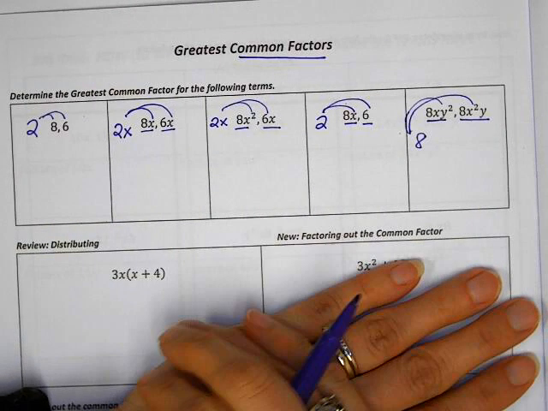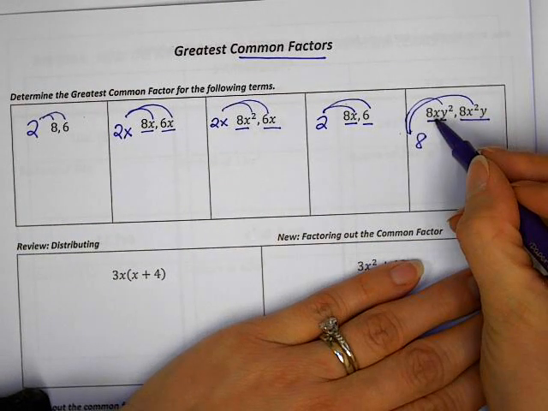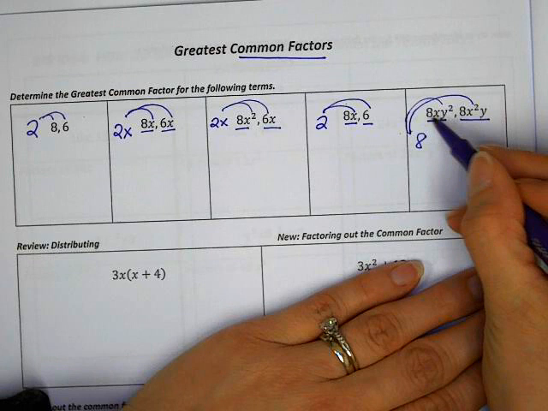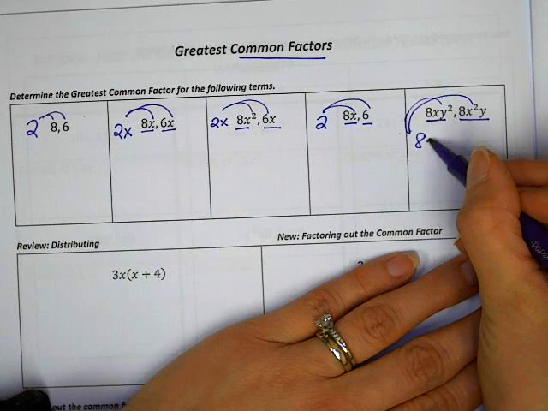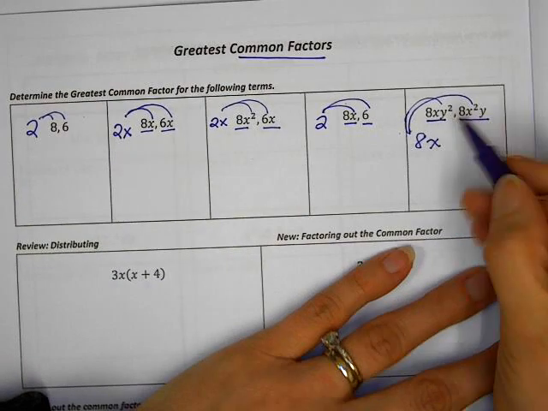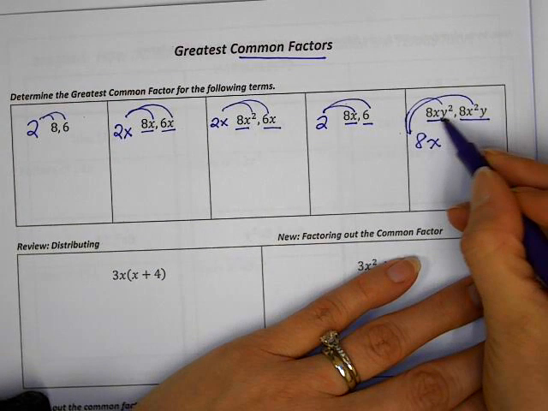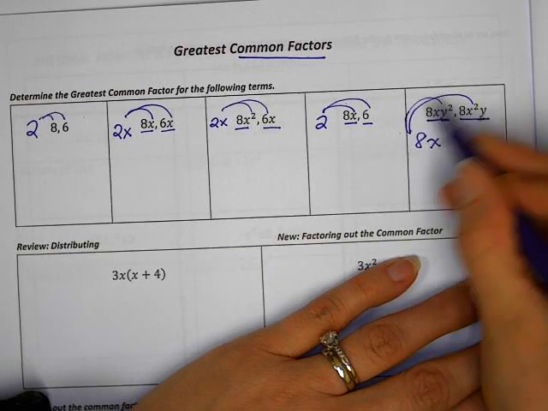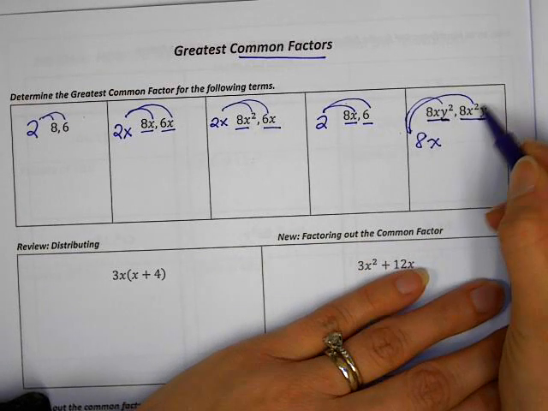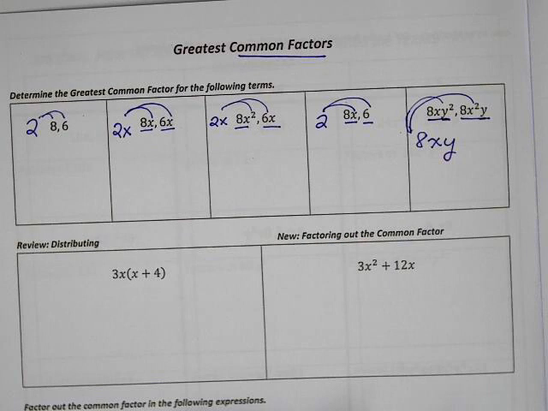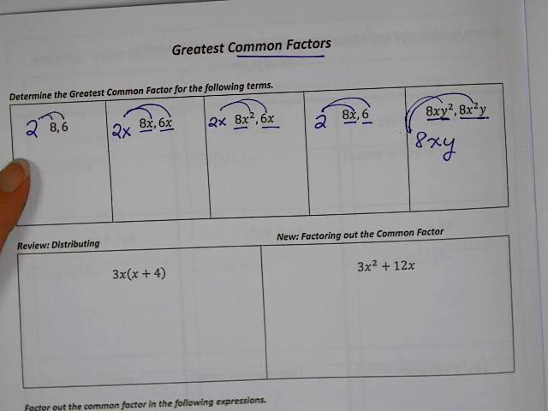How about x's? I notice this guy has 1 x. This guy has 2 x's. So how many x's could I take out? I can't take out 2. He only has 1. They could each give up 1 x. And then how about the y's? He's got 2 y's. And this one only has 1 y. So I can't factor out 2 y's because he doesn't have enough, but they could each donate 1 y. Okay, that is the skill we're going to be doing in today's lesson.